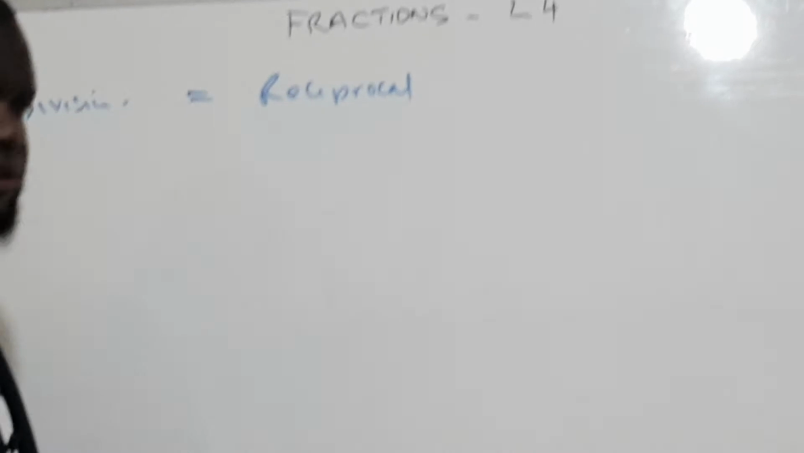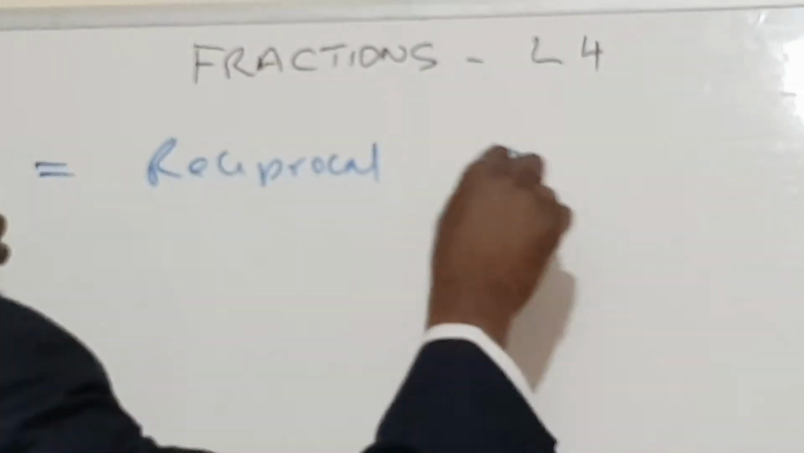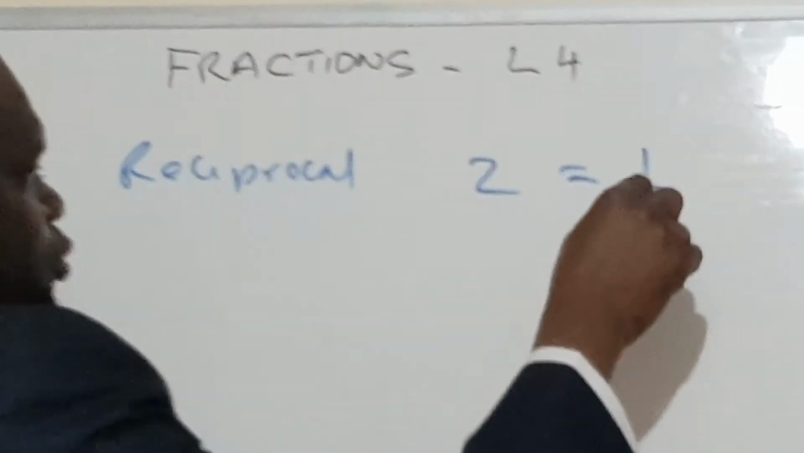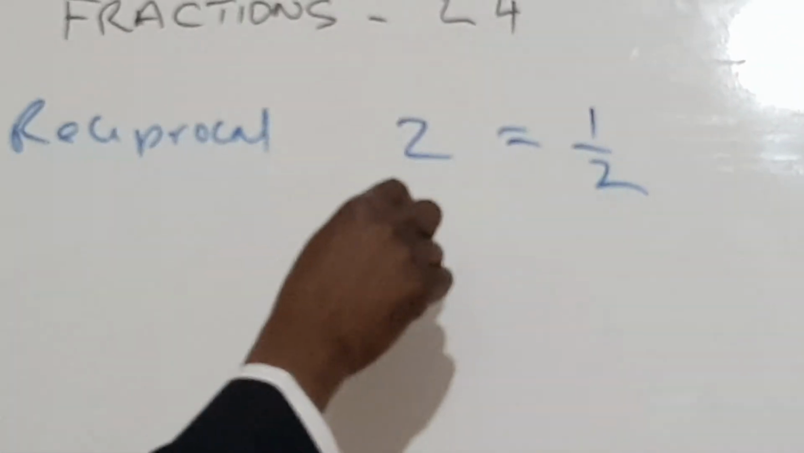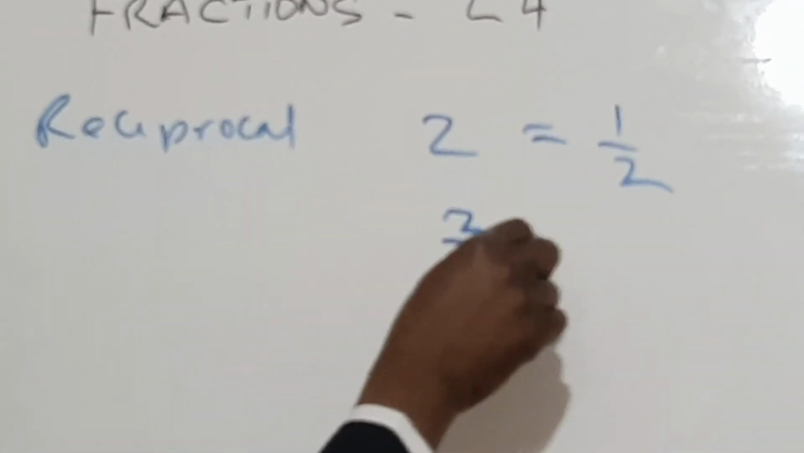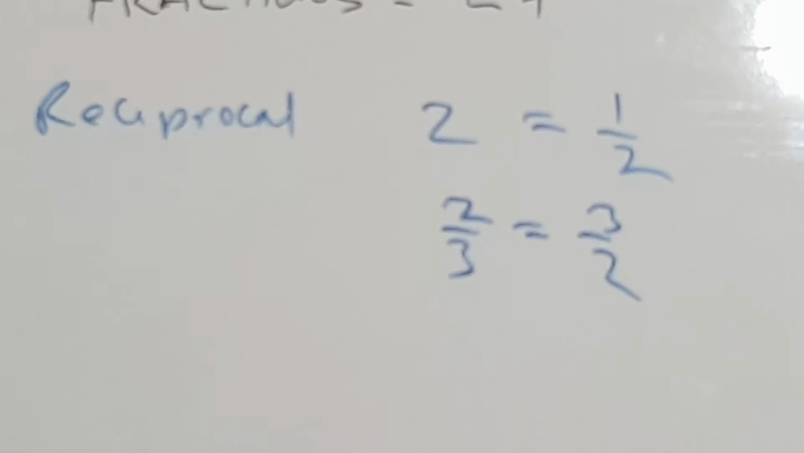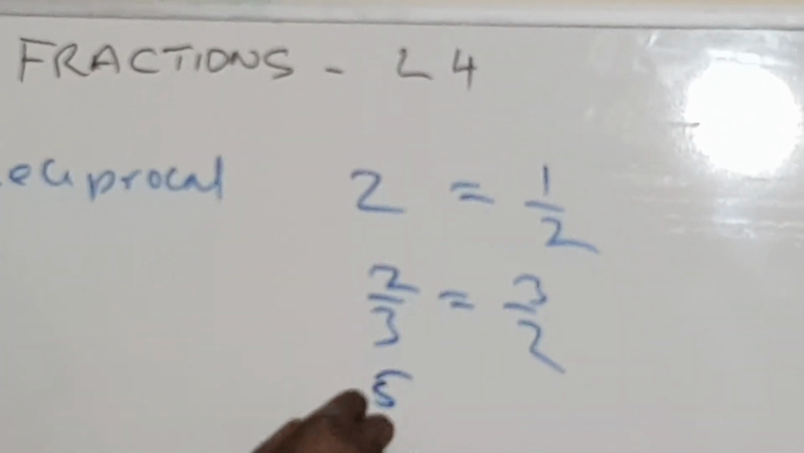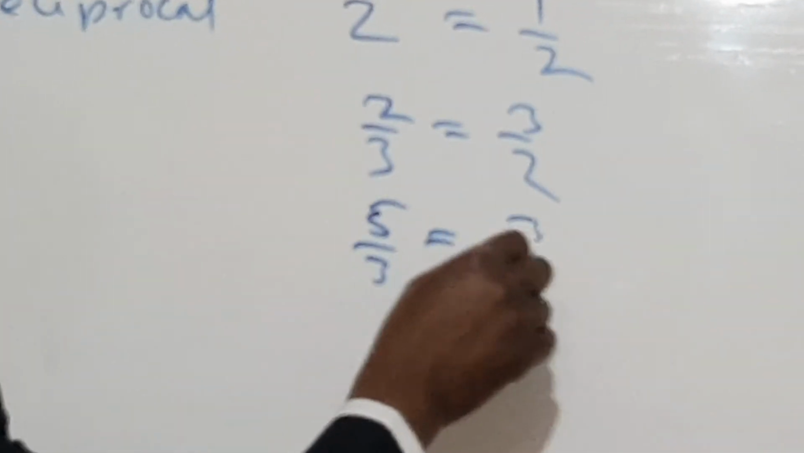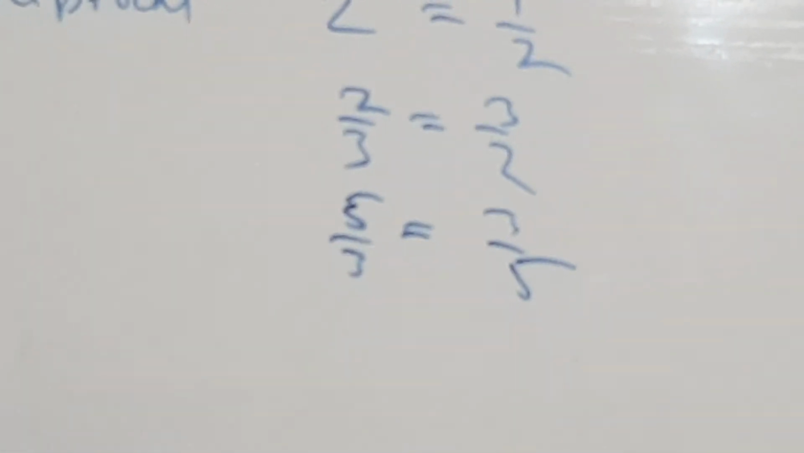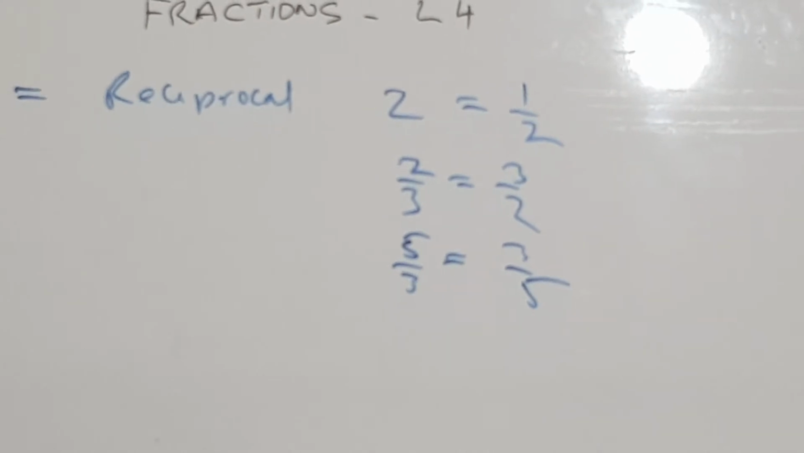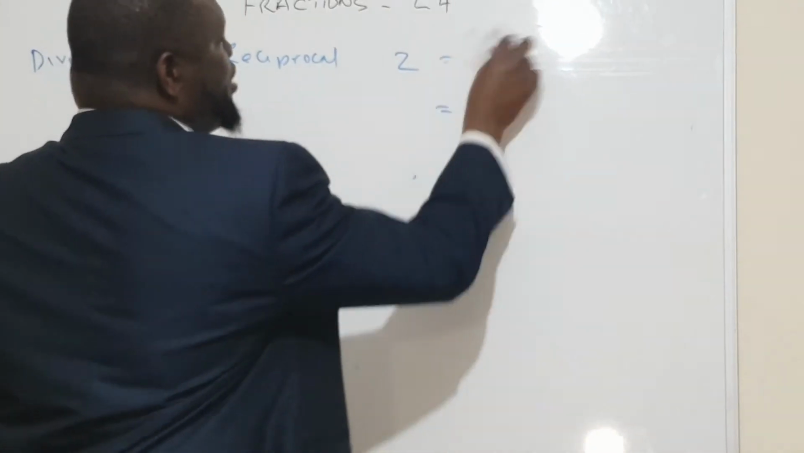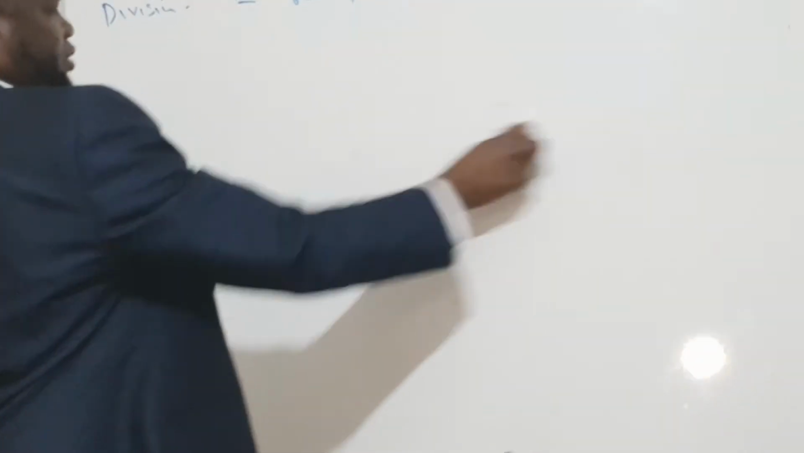Okay. Reciprocal means the opposite. So the reciprocal of 2 is equal to 1/2. The reciprocal of 2/3 will be 3/2. What is down, go up. What is up, comes down. The reciprocal of 5 over 3 is equal to 3 over 5. This is what we mean by reciprocal. So when you are doing division in fractions, you should always remember the word reciprocal.